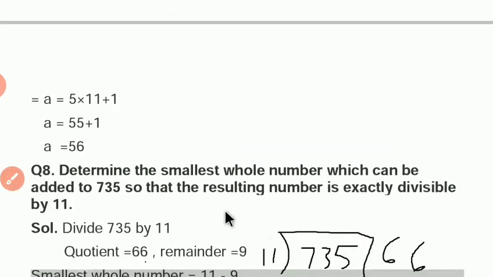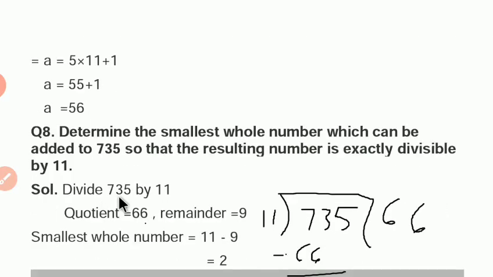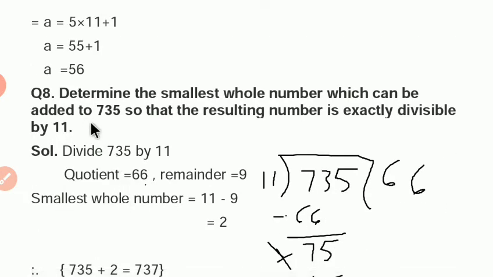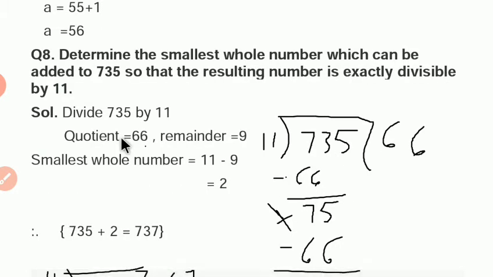Now question number 8. Determine the smallest whole number which can be added to 735 so that the resulting number is exactly divisible by 11. Now we have to find a number to add so that the number is exactly divisible by 11. Exactly divisible means we should get remainder as 0. So first we will divide 735 by 11.